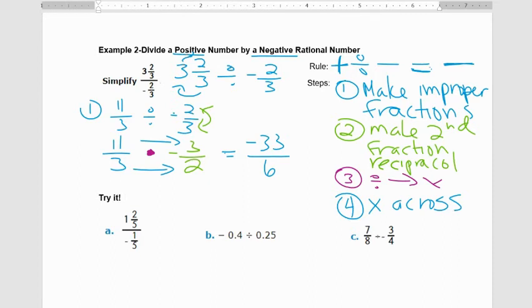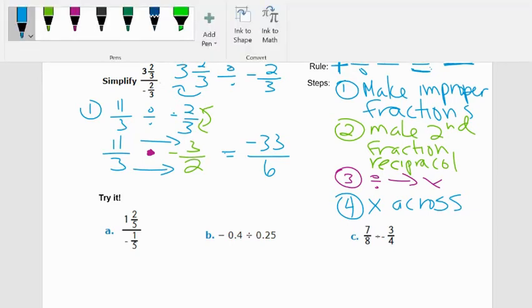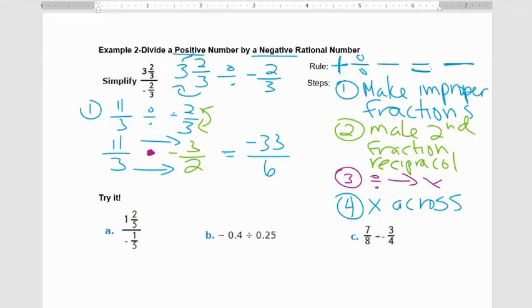So simplifying this, again, Savas will probably ask you to do that. 6 and 33 have the number 3 in common. So I'm going to divide both the top and the bottom by 3. So negative 33, I'm going to put this down here, divided by 3 will be a negative 11. And 6 divided by 3 is 2.